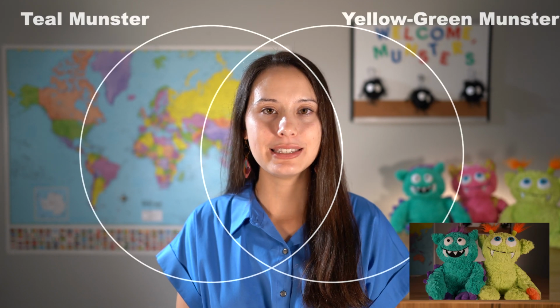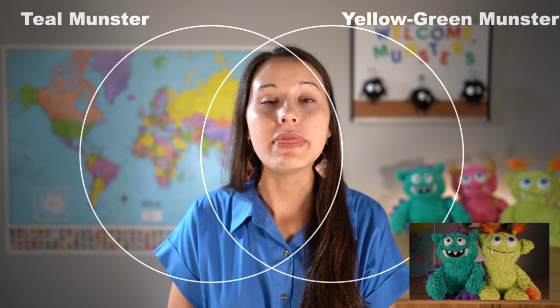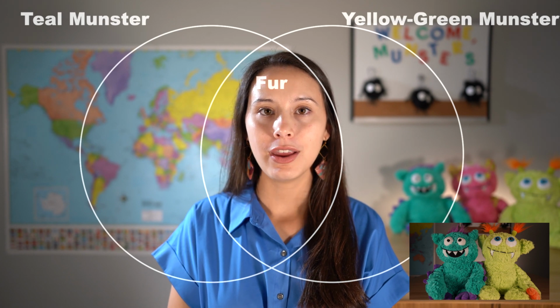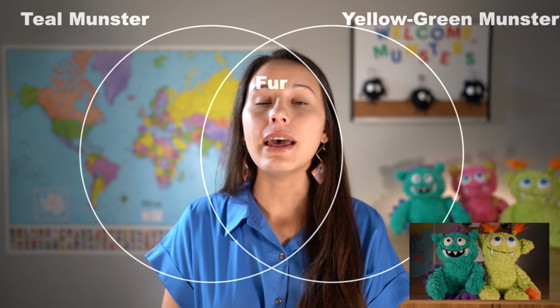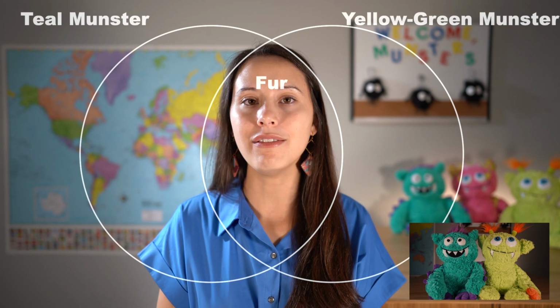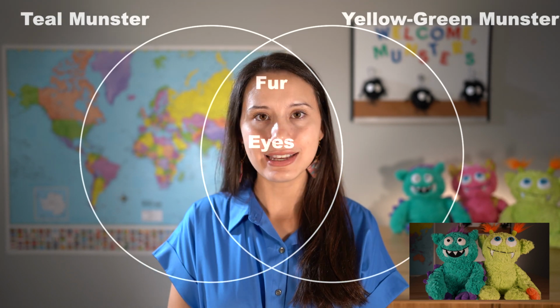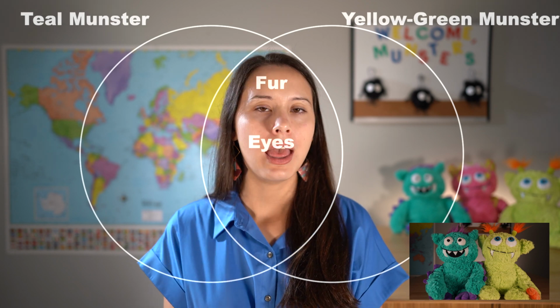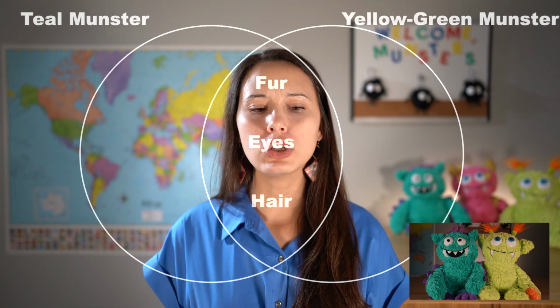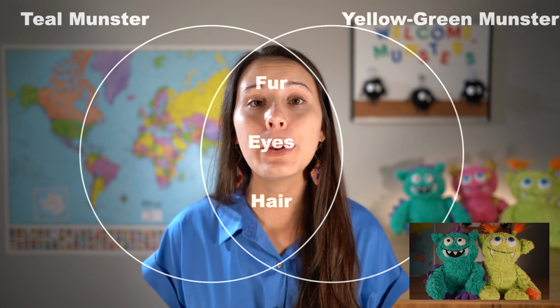I'm going to give you a second to check your work and get everything pulled up so that you're ready to go. So now that you've had some time to get your stuff together, let's get started with our similarities. The first thing I have in this section is that both of these Munsters have fur. That is the word from the word bank that's filled in for these similarities. They both also have eyes. And then they have one more thing in common, and that is hair. Both Munsters have hair.